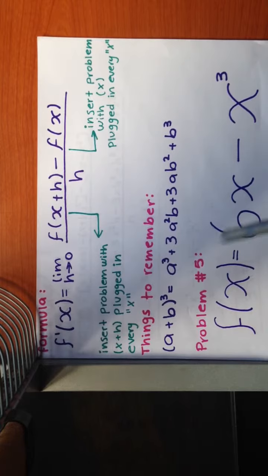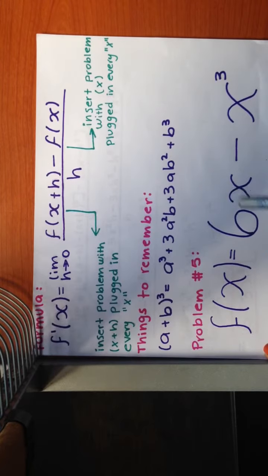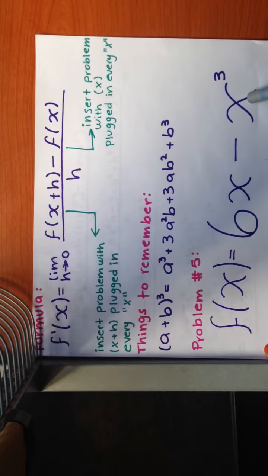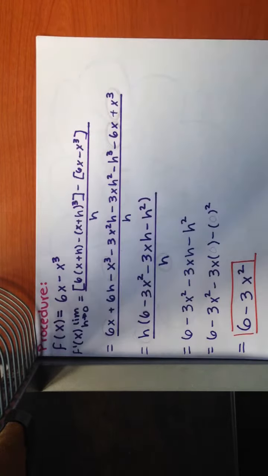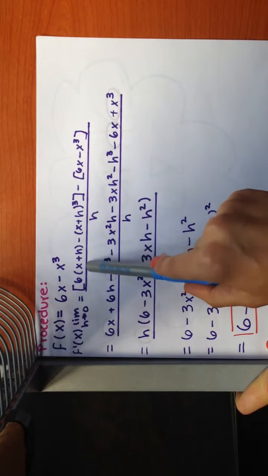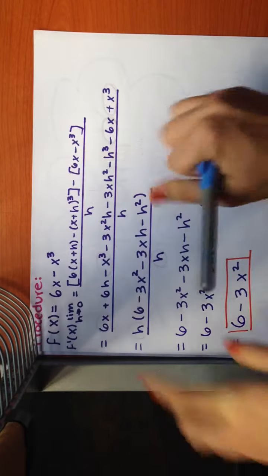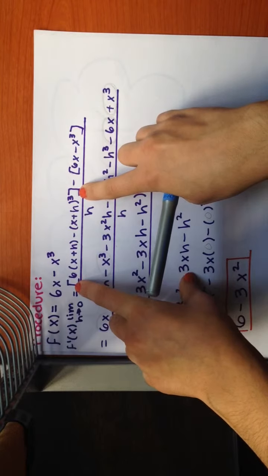My problem is problem number 5, which is f of x equals 6x minus x elevated to the third power. Okay, first the procedure. This is the problem. First you have to plug in x plus h in every x of the problem, which is this part, this parenthesis.